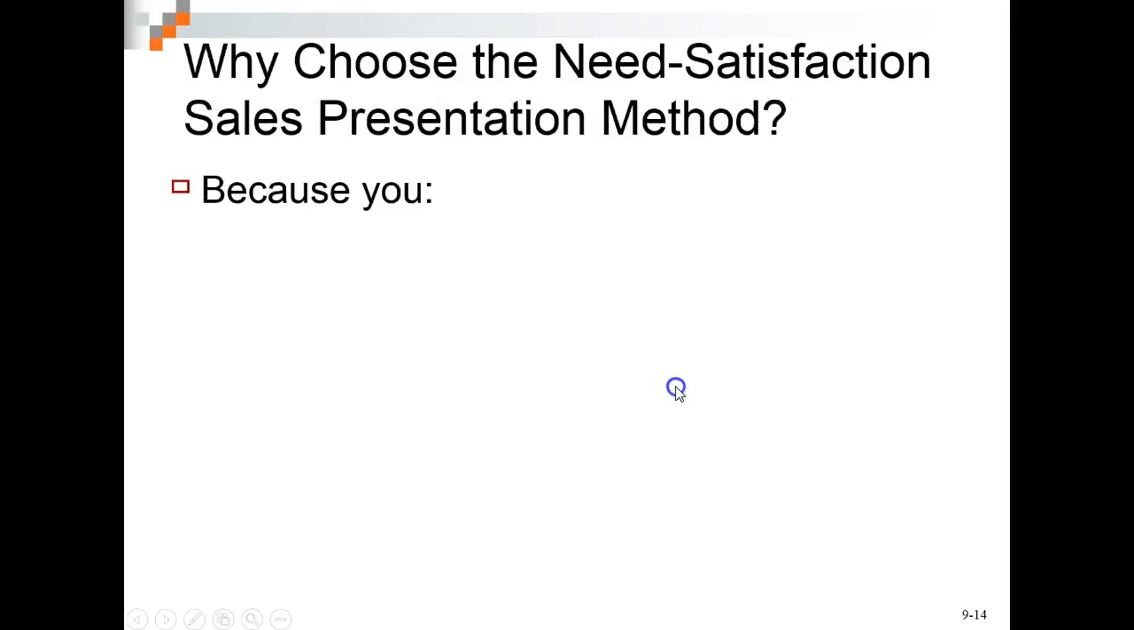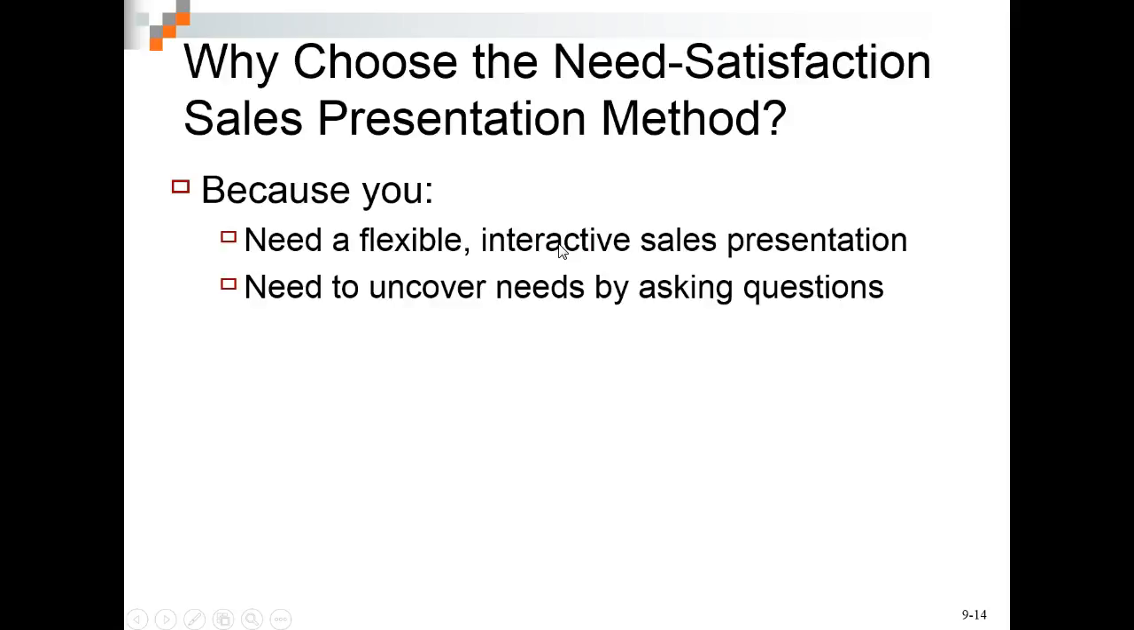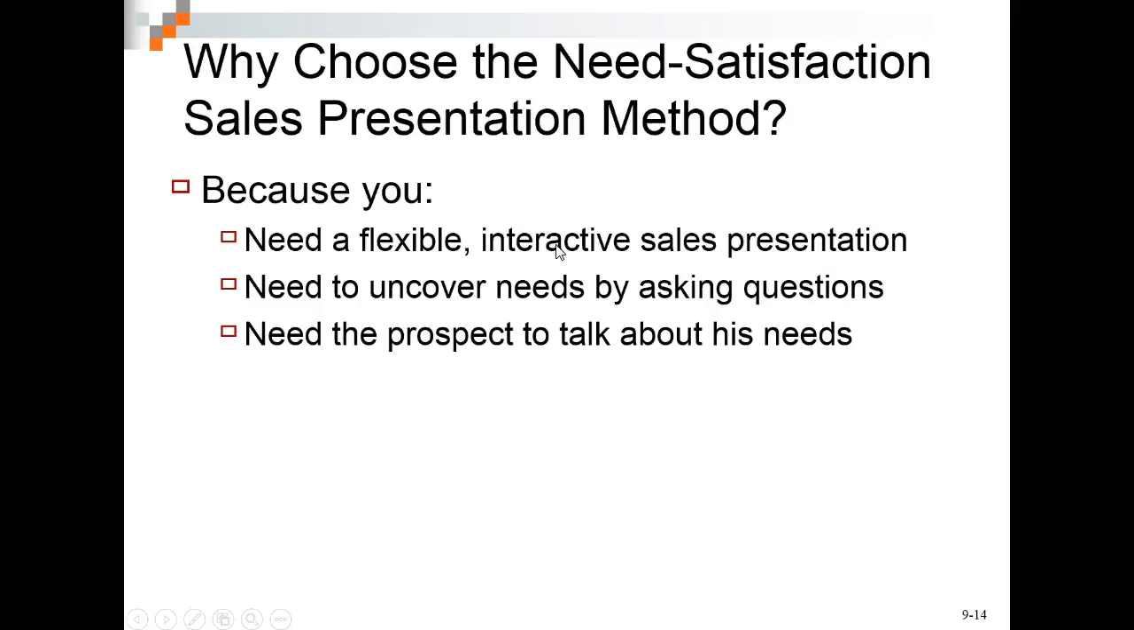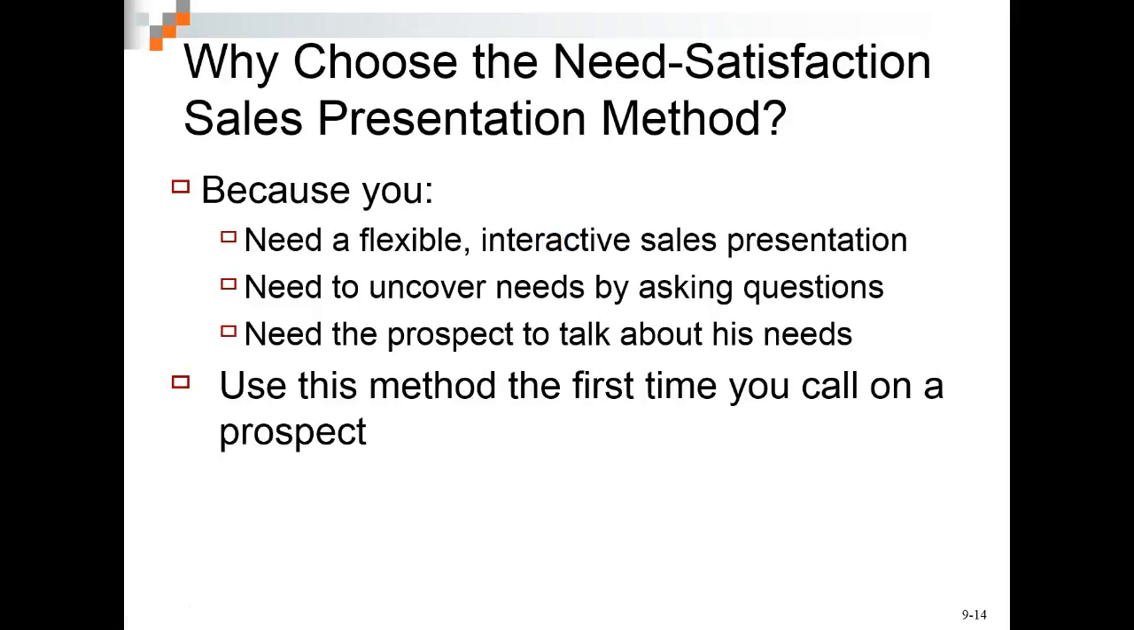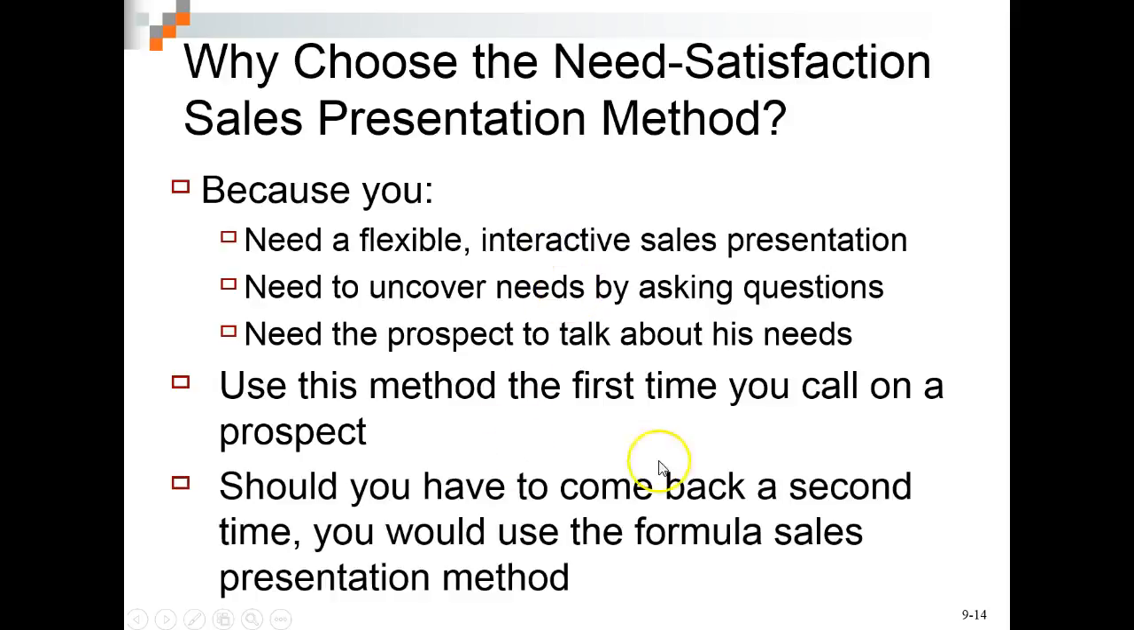So why choose the need satisfaction? You need a flexible, interactive sales presentation. Okay? Need to uncover those needs by asking questions. You need the prospect to talk about his or her needs. Now, using this method the first time you call on a prospect, should you have to come back a second time, you'd use the formula sales. Okay? So you're talking about, how do I figure out what this person actually needs?